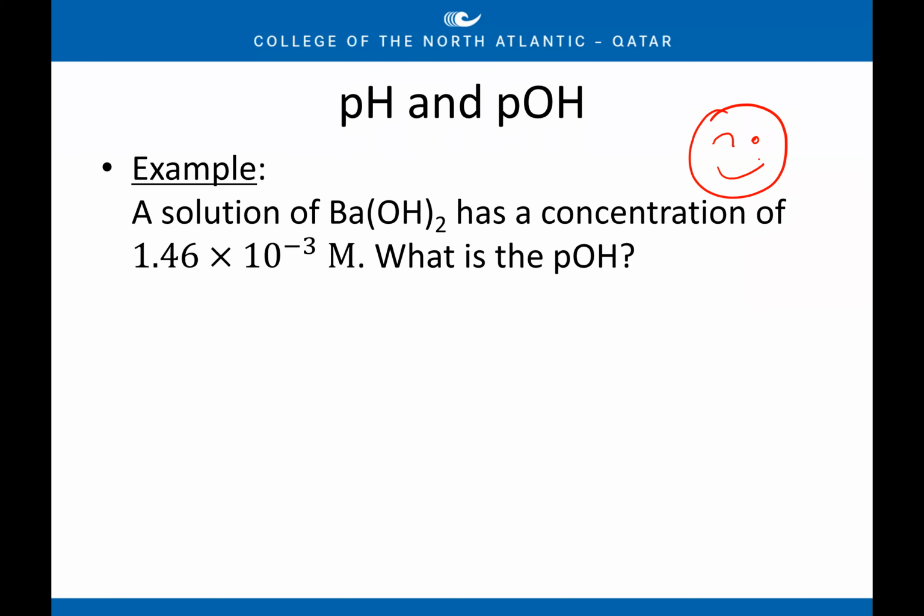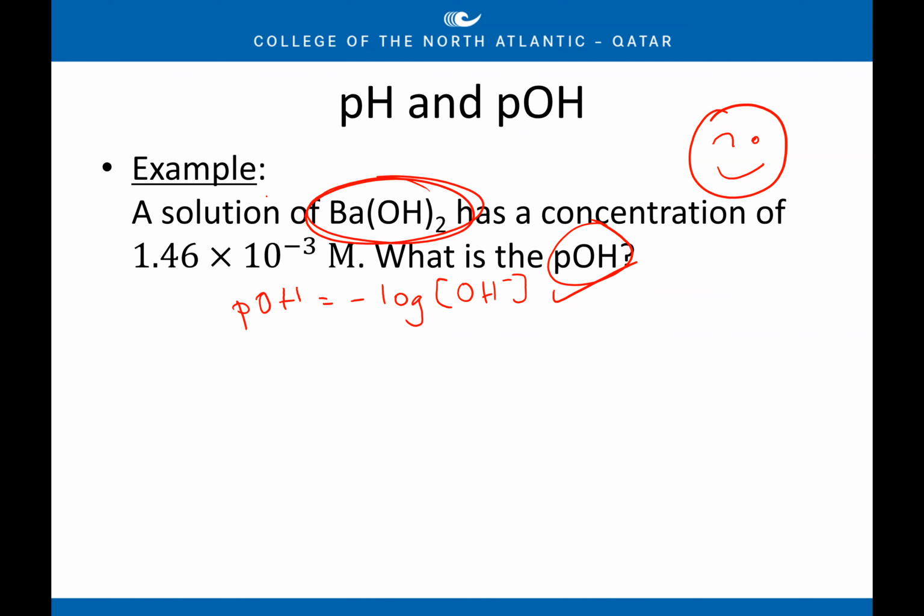A solution of barium hydroxide has a concentration of 1.46 times 10 to the minus 3. Okay, pretty easy. What is the pOH? Well, this question looks easy, right? You're thinking, all right, pOH is the negative logarithm of the concentration of OH minus, right? That's easy. But here's something special about bases.